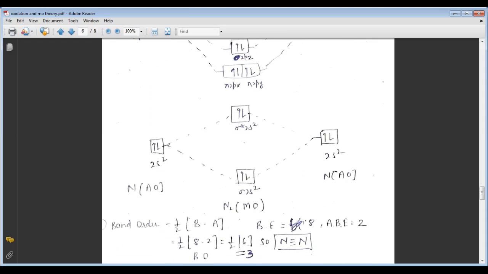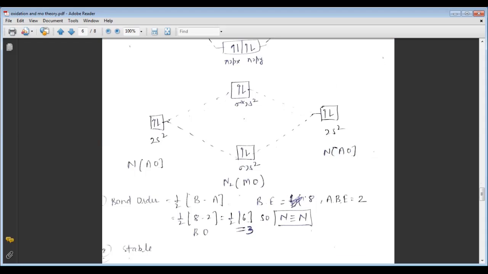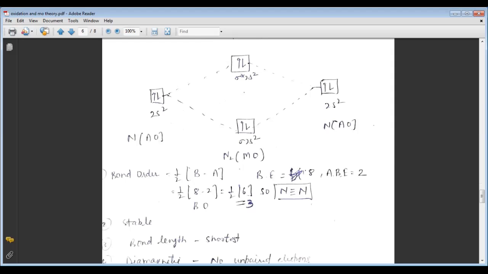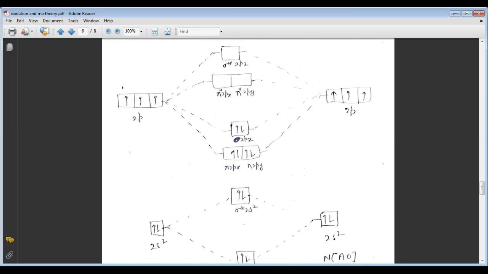So the bonding electrons are 8, and in the anti-bonding orbital there are only 2 electrons. When we calculate, the bond order is 3. So nitrogen has a triple bond. This is clear now, and it is again stable. The higher the bond order, the shorter the bond length. Okay, so bond order 3 means the bond length is shortest.